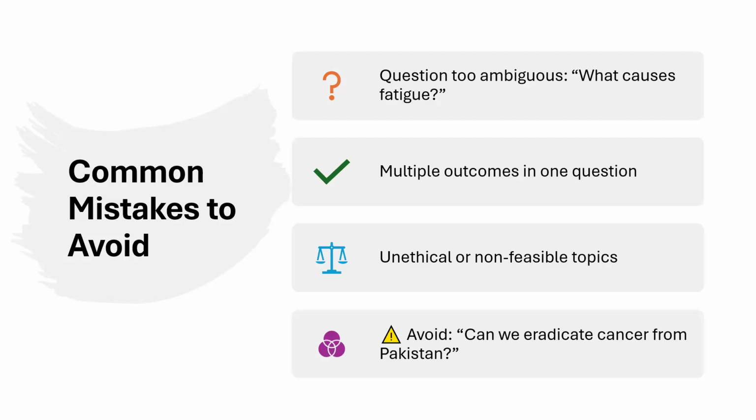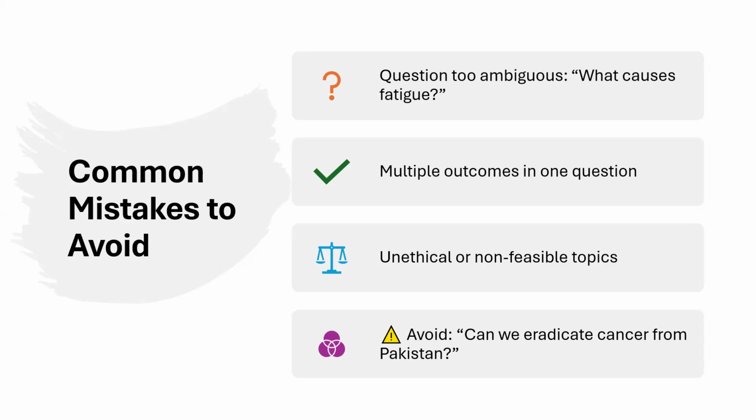Now there are some common mistakes that you must avoid during any type of research work or when formulating research questions. You have to keep that in mind and make sure to avoid these common mistakes. The first is a question that is too ambiguous, like what causes fatigue. This is a very ambiguous question, and if you want to find the causes of fatigue, there will be thousands or millions of causes. So you can't use that question. Your question must not be too ambiguous. And the next mistake is multiple outcomes in one question: you add multiple outcomes in one single question.